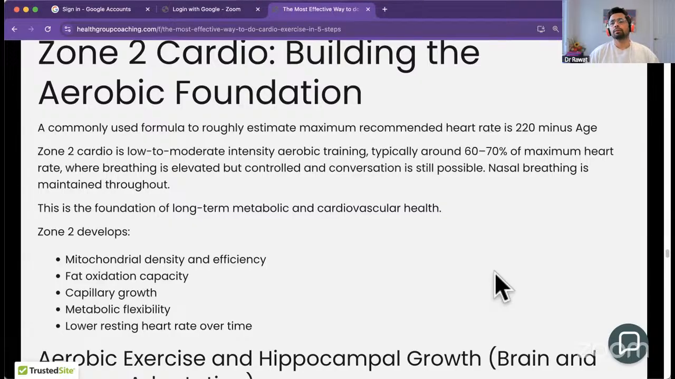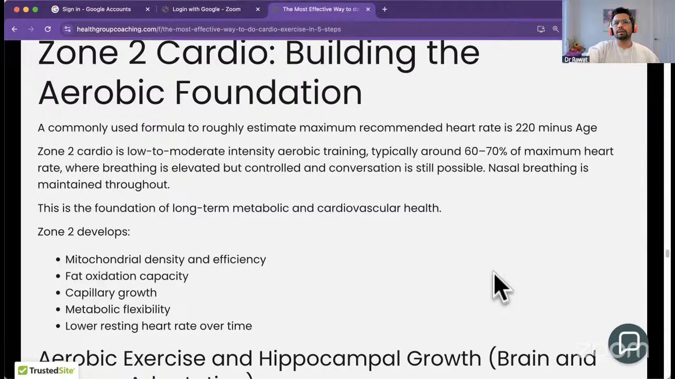Now, some of you might be wondering what 60 to 70% of your maximum heart rate is. The most common formula to roughly estimate your maximum heart rate is 220 minus your age. That is a rough guesstimate. But you can go by 220 minus age, and anything from 60 to 70% of that heart rate will be what is described as the zone 2 or steady state cardio zone.